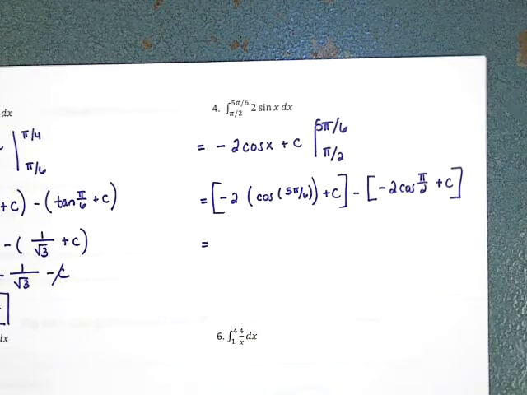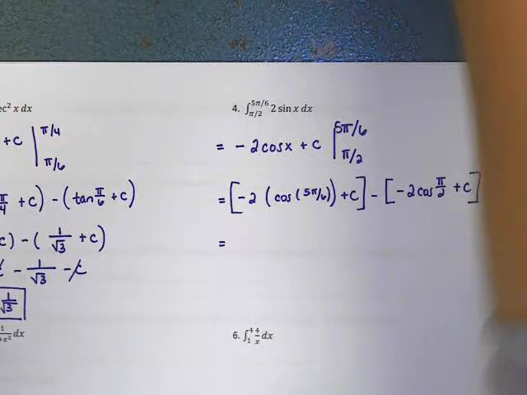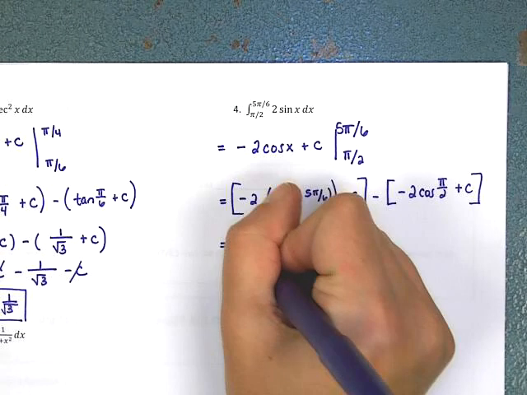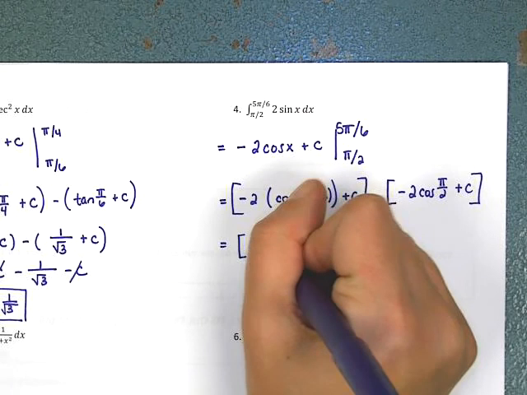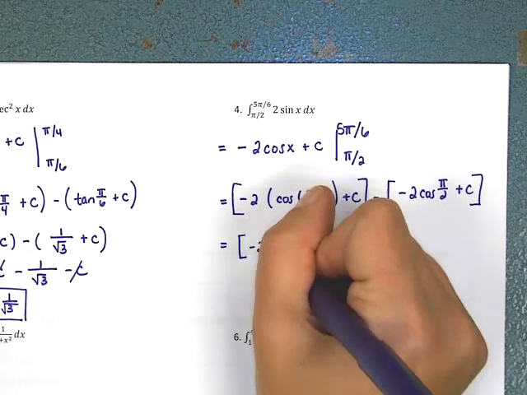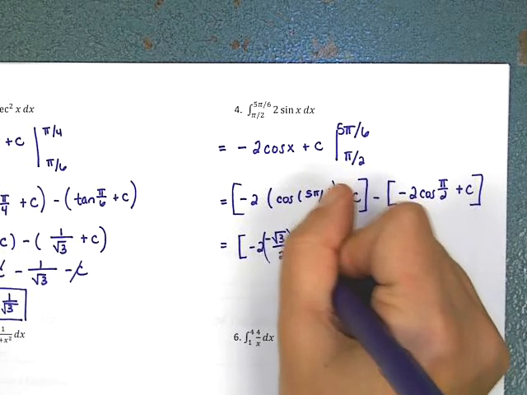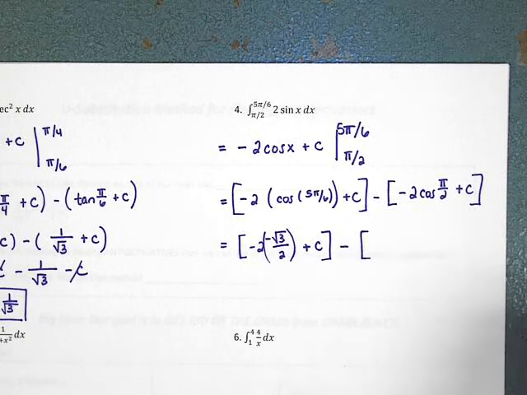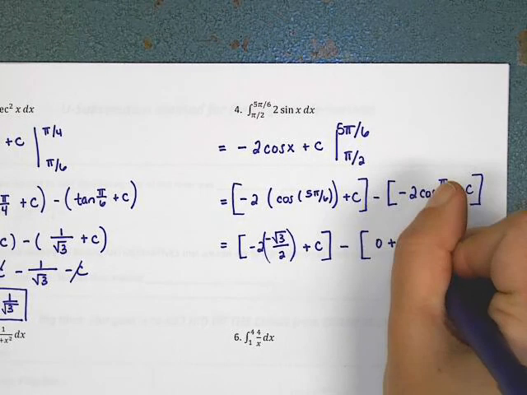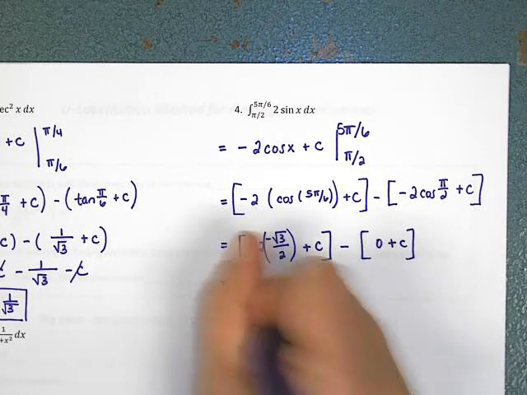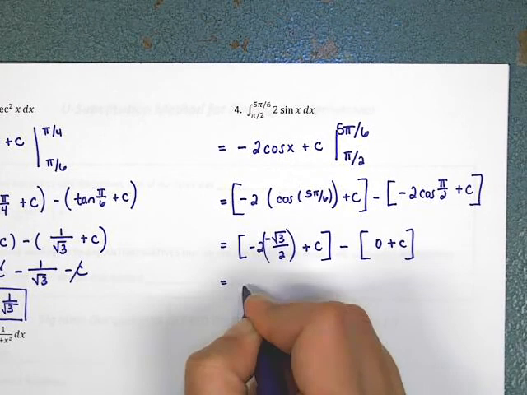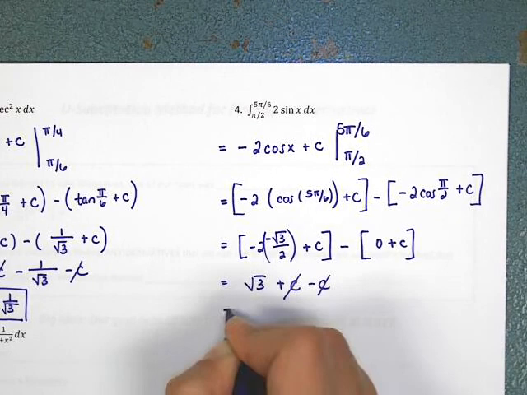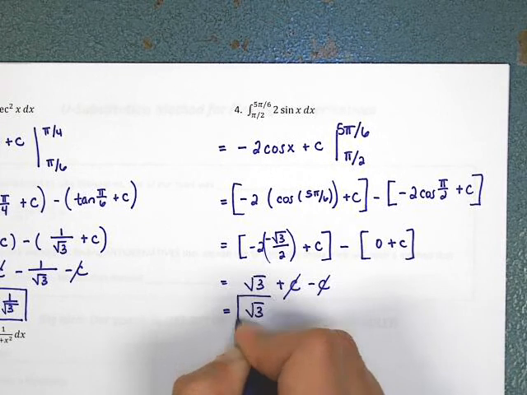Now 5 pi over 6, the cosine value of 5 pi over 6 is negative square root of 3 over 2, so that gives negative square root of 3 over 2 plus c, minus, now cosine of pi over 2 is 0, so it would be 0 plus c, which means if I distribute that minus, the 2's cancel, I just get the square root of 3 plus c minus c. The c's cancel, and I get the square root of 3.